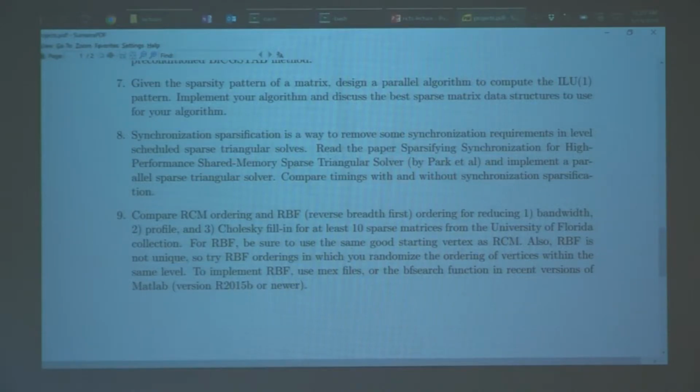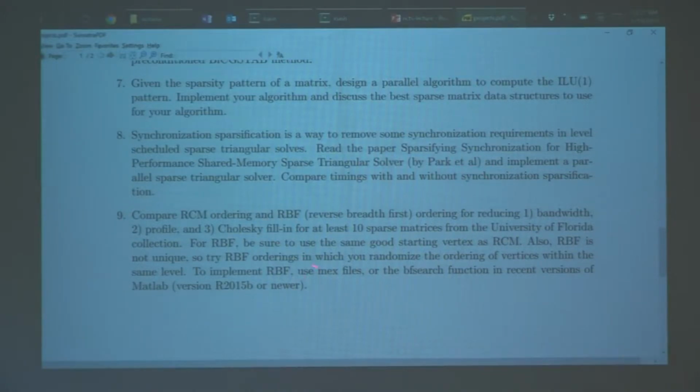Idea 8 is also about triangular solves. There's a relatively recent paper called sparsifying synchronization. We didn't talk about this in class, but I think it is a very interesting idea. You could read this paper, try to implement something, and compare results.